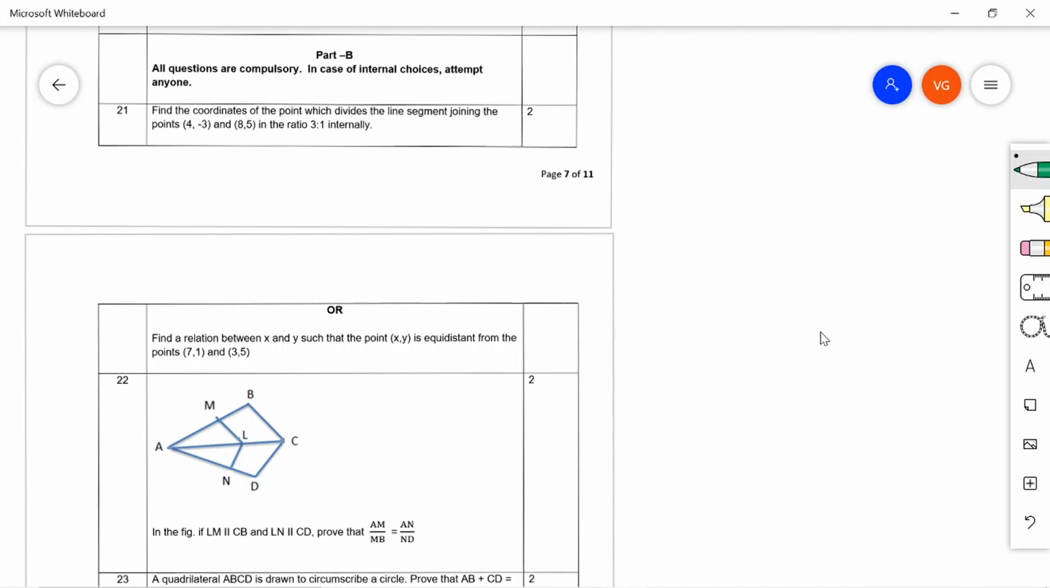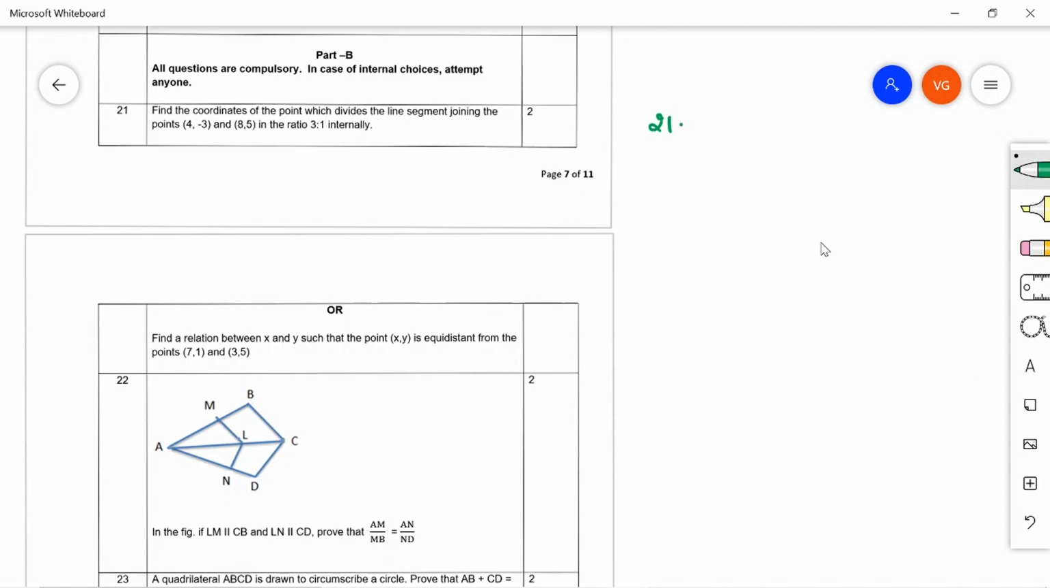Coming to part B, question number 21 here. All the questions from part B are 2-mark questions. So the first question in part B, that is question number 21, is like this. Find the coordinates of points which divides the line segment joining the points 4, -3 and 8, 5 in the ratio 3:1 internally. Right.